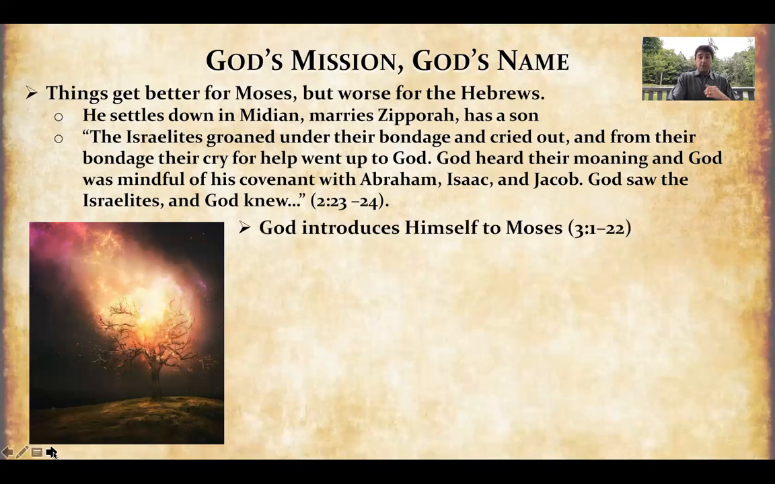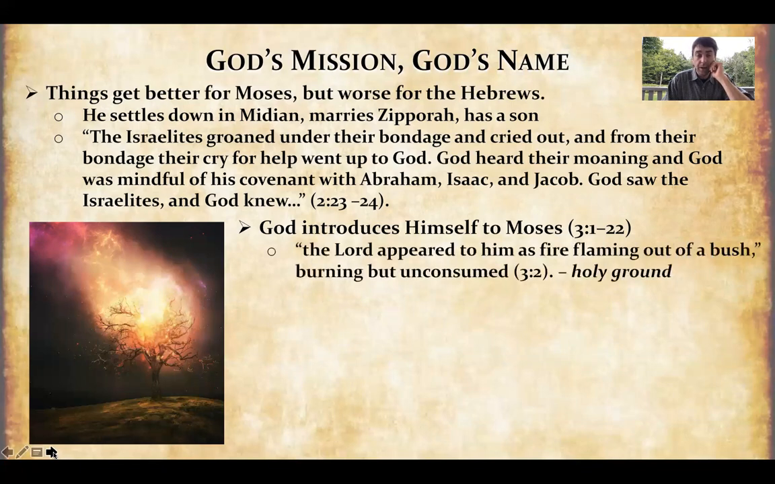So God introduces himself to Moses in a rather extraordinary way. And this is where chapter 3 begins. Moses is out tending the flocks of Jethro when the Lord appeared to him as fire flaming out of a bush, burning but unconsumed. So this strange preternatural sight confronts Moses. He sees this bush that seems to be on fire, but it's not burning up. So it's not a normal fire. He's intrigued by it. He goes over to look, and then he's addressed by God, "Moses, Moses."